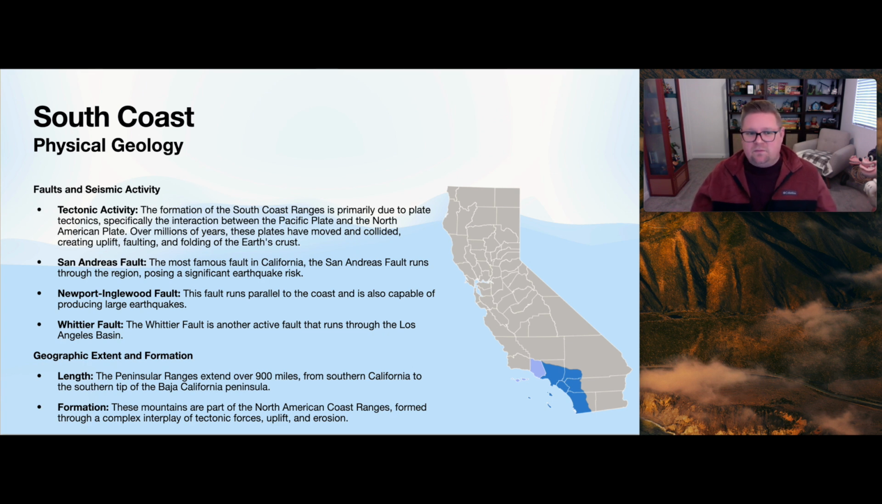The San Andreas Fault plays a significant role. The Newport-Inglewood Fault runs parallel to the coast and is also capable of producing very large earthquakes. And there's also the Whittier Fault that runs throughout the Los Angeles basin.